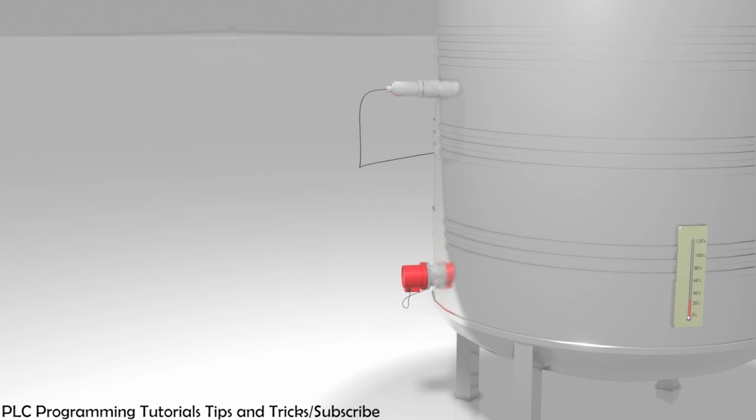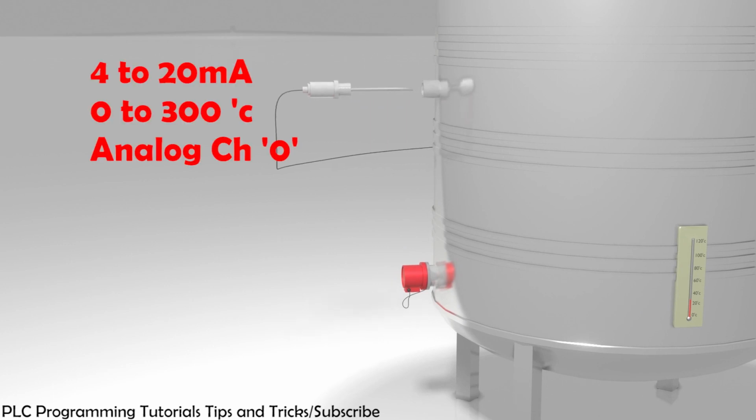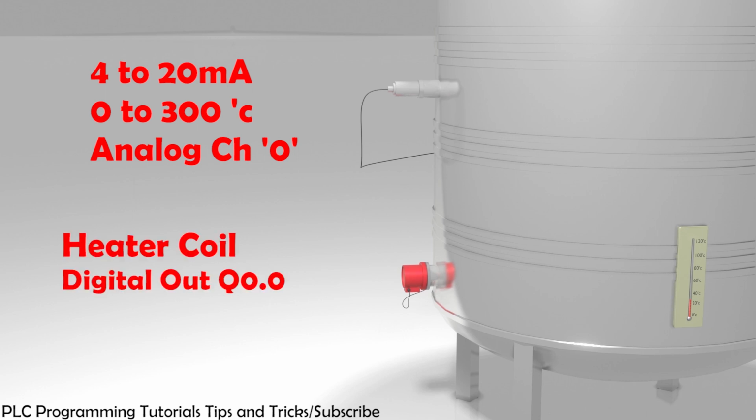First of all, we have a temperature transmitter with a 4 to 20 milliamps output signal and the sensing range of 0 to 300 degrees Celsius. This transmitter is connected at the analog input channel 0. Next, we have a heater coil which is energized by the Q0.0 PLC output.